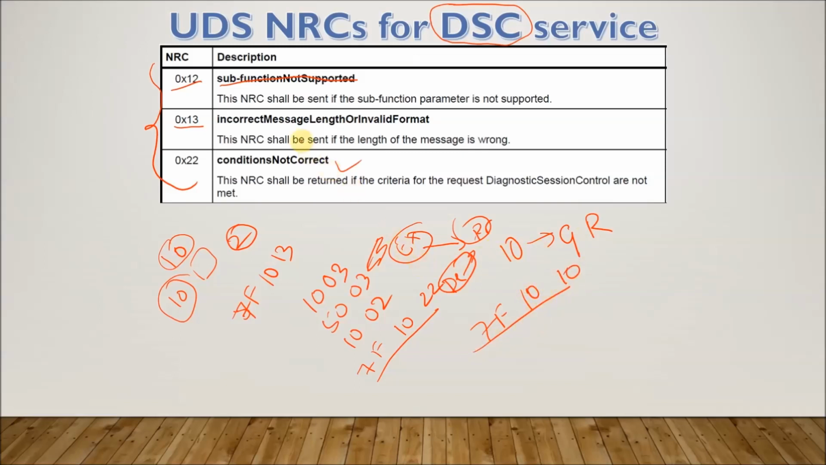So for any services, any UDS services, not only for diagnostic control, if none of the NRCs which are applicable for that service match the reason for which the service cannot be performed, then you will go for the NRC 10, which is nothing but general reject. Okay.